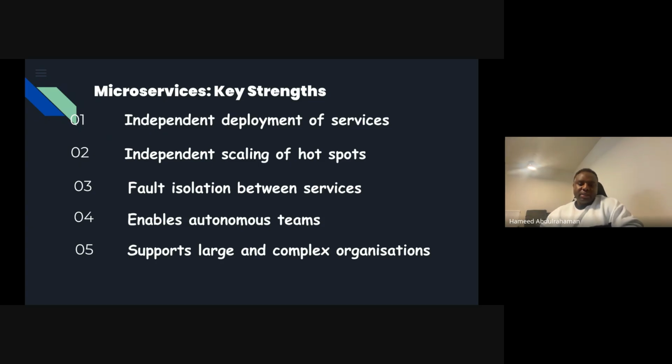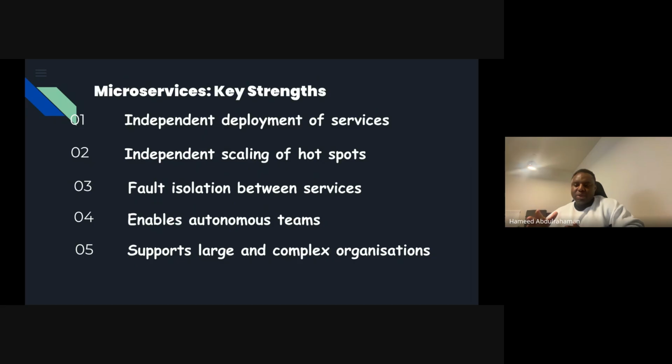So what are the key strengths of microservices? First is that you can independently deploy these services. You can deploy a service on its own. So you don't have to wait for, probably, bill payment to deploy transfer. So these services are decoupled.